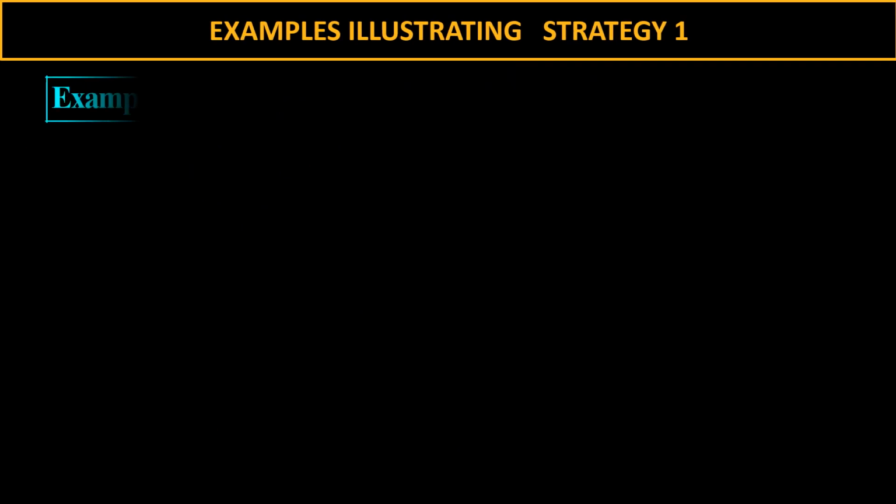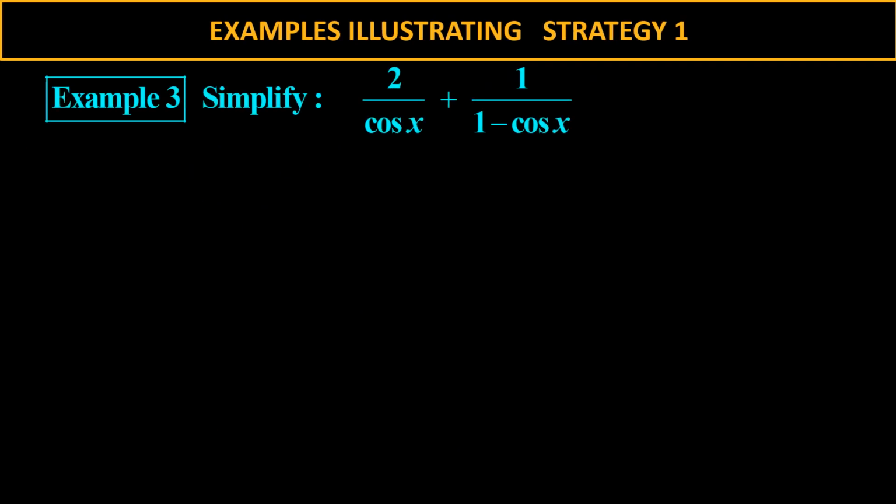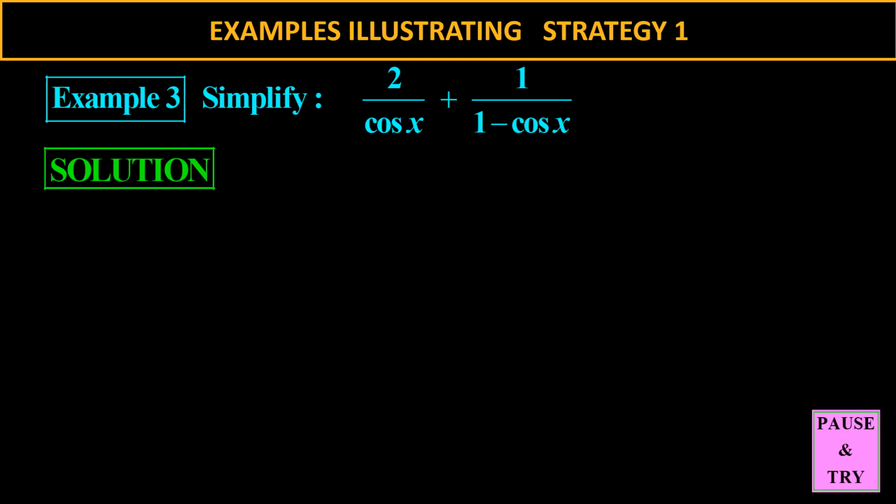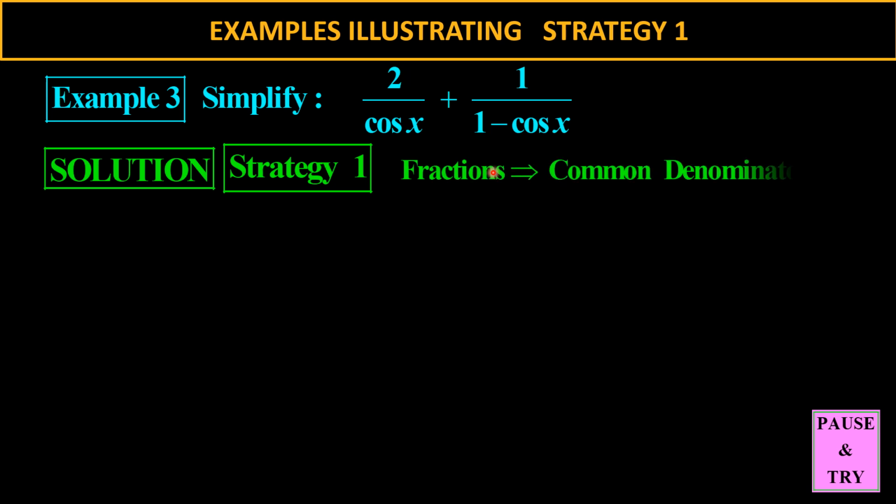Now let's look at another example so we can show you how you can illustrate strategy 1. Okay, first of all, we want to simplify. Any like terms? No. Any brackets to remove? No. Any reduction formula? No. But we have fractions here. And what can we do if we have fractions? Yes, you can find a common denominator. And what would that common denominator be? That's correct. Cosine times 1 minus cosine x.